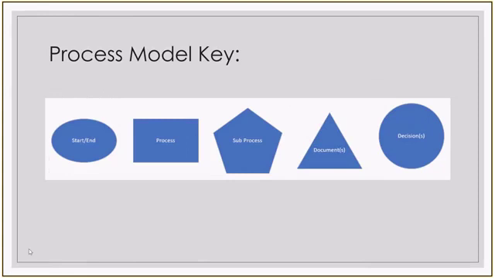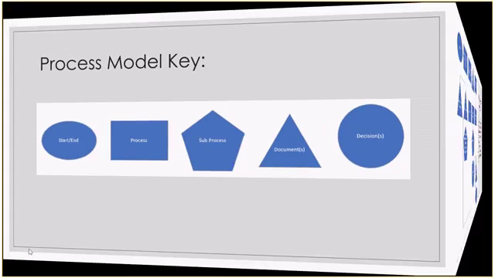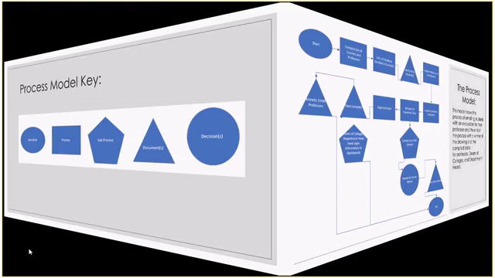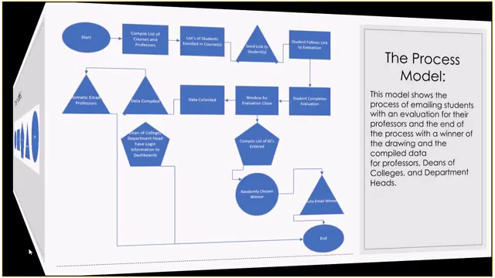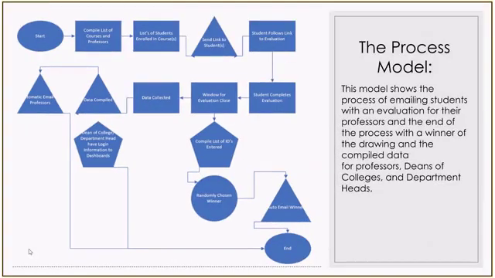All right, for our process model key, we have an oval for the start to end. We have a rectangle for our process. We have some more shapes like a sub-process, documents, and decisions. So this is just our key to give you an idea of what it is. And here is our full process model. This model shows the process of emailing students with an evaluation for their professors, and the end of the process with the winner of the drawing and the compiled data for professors, deans of colleges, and department heads.